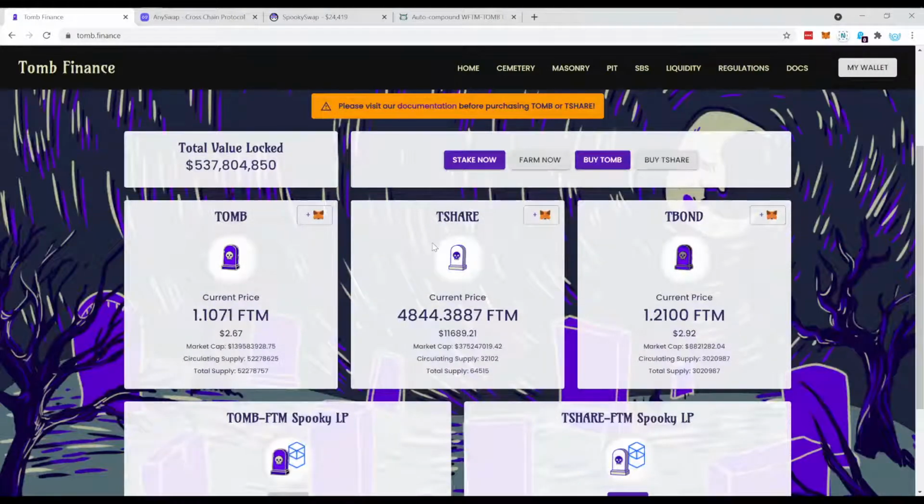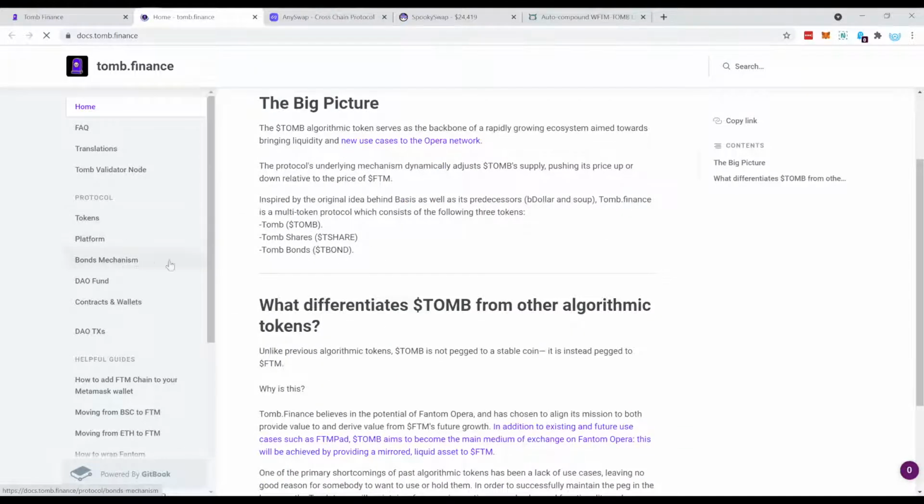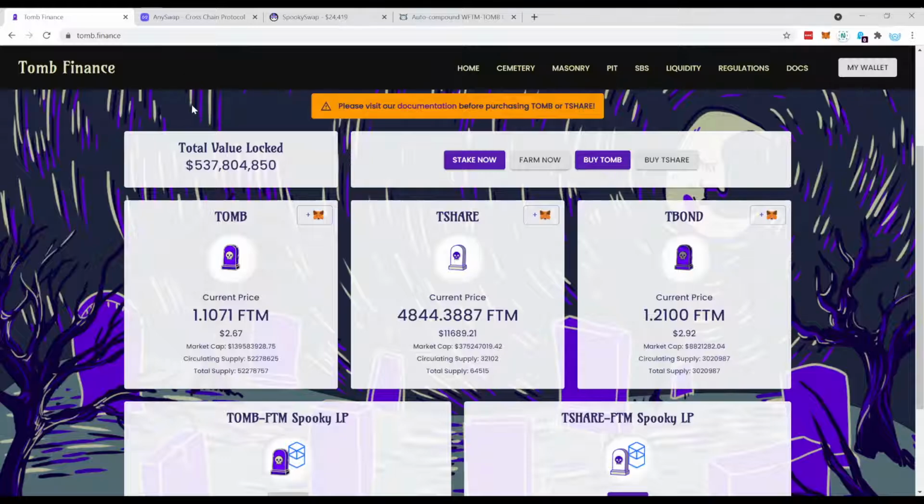Now they have some different mechanisms in place for how the peg is exactly working. If you're interested in that, just go to the documentation and you can read a bit more about the token, about the protocol, and about how they are maintaining their peg. Okay, so we're going to use this TOMB token.